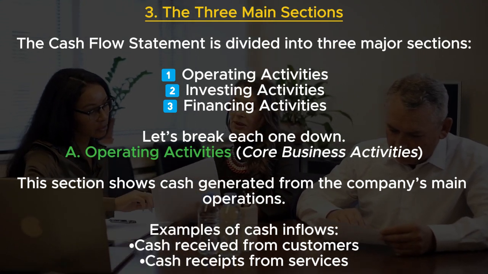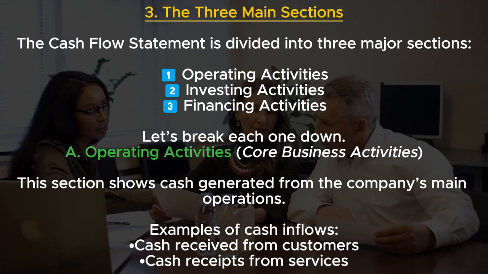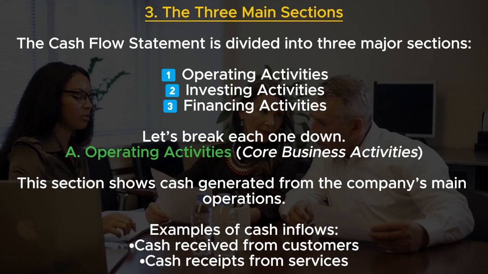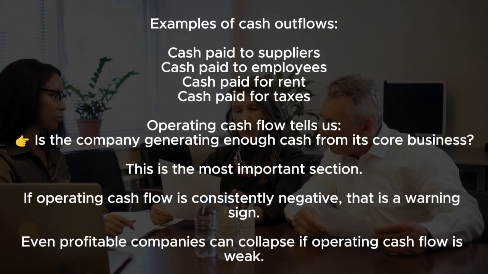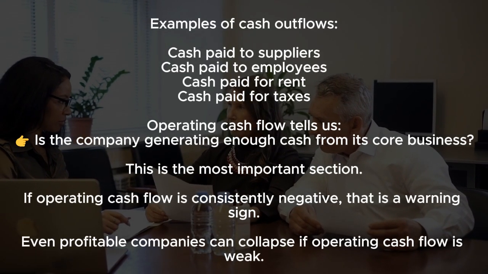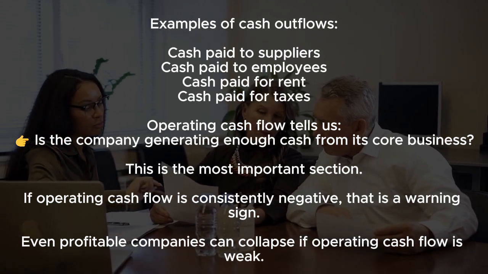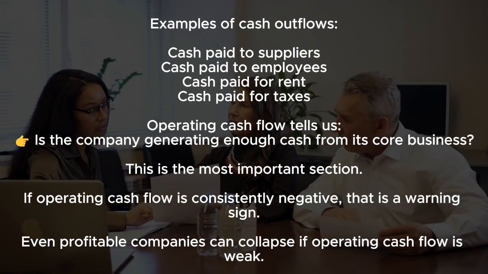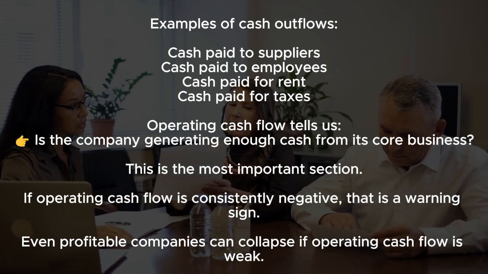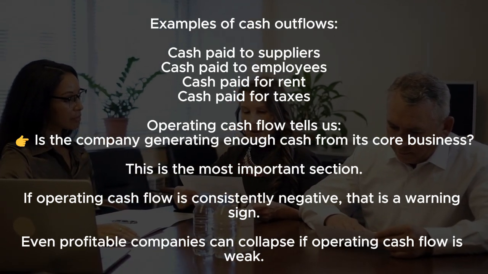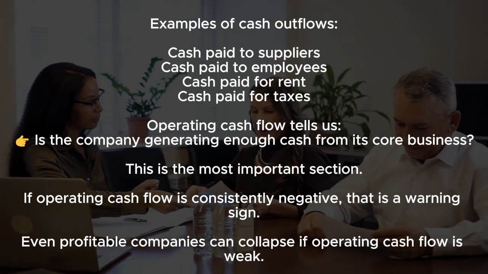A. Operating activities, core business activities. This section shows cash generated from the company's main operations. Examples of cash inflows: cash received from customers, cash receipts from services. Examples of cash outflows: cash paid to suppliers, cash paid to employees, cash paid for rent, cash paid for taxes. Operating cash flow tells us, is the company generating enough cash from its core business? This is the most important section. If operating cash flow is consistently negative, that is a warning sign. Even profitable companies can collapse if operating cash flow is weak.